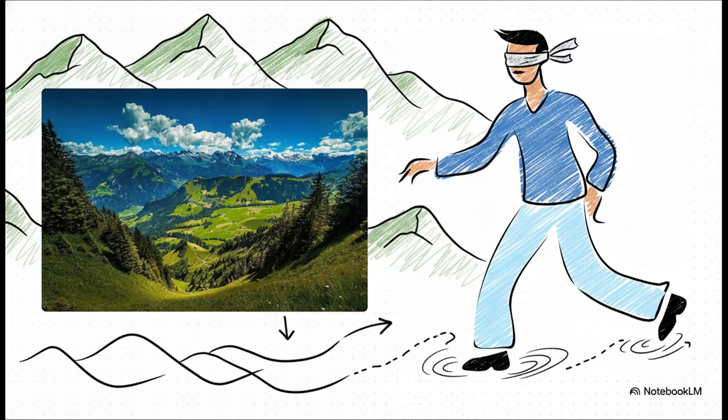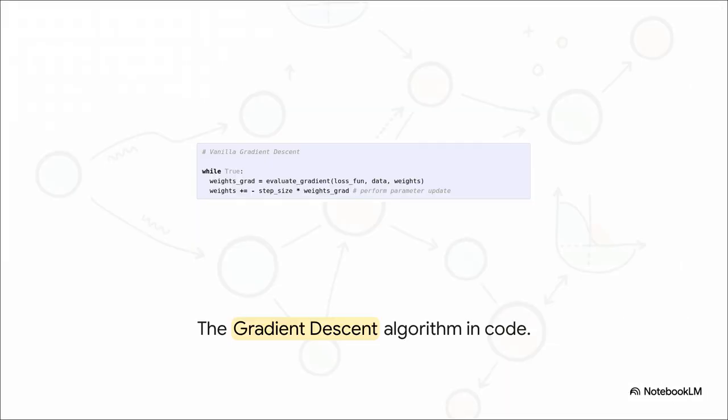Training a neural network is exactly like a blindfolded person trying to feel their way down a mountain using only their feet. They feel the slope of the ground, determine which way points downhill, and then they take a single step. And here is what that literal step downhill actually looks like when we write it in code.